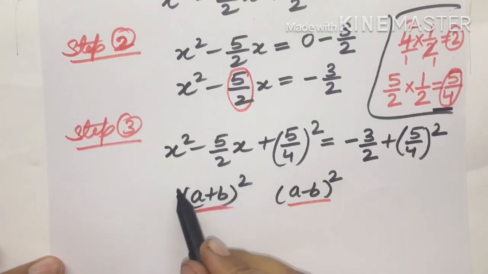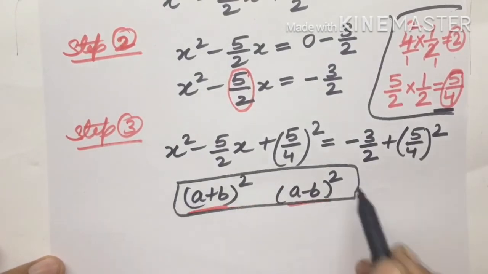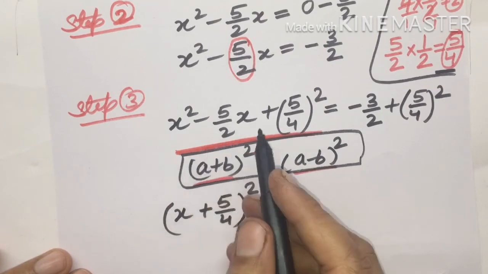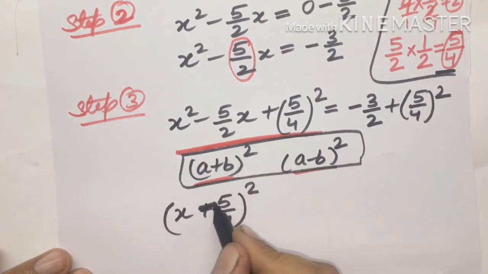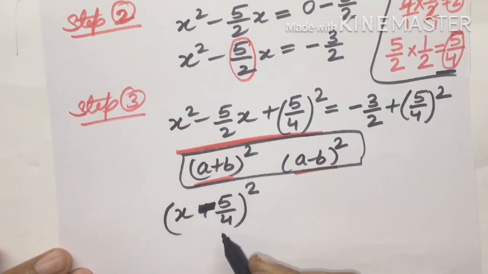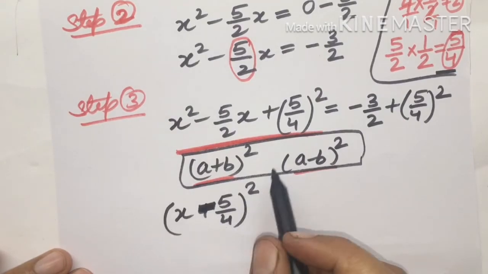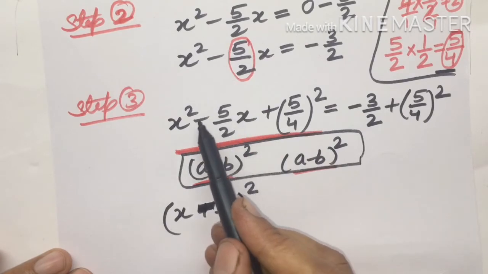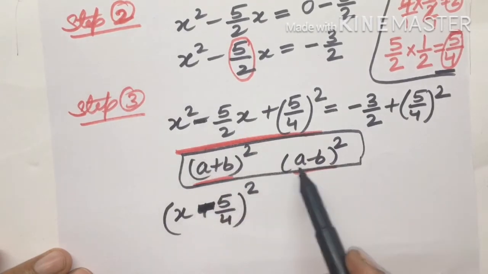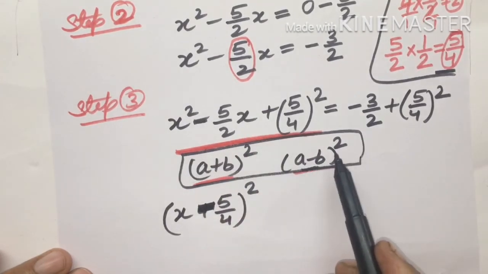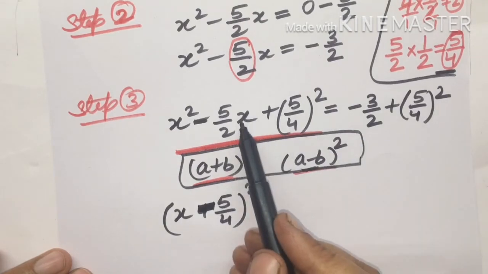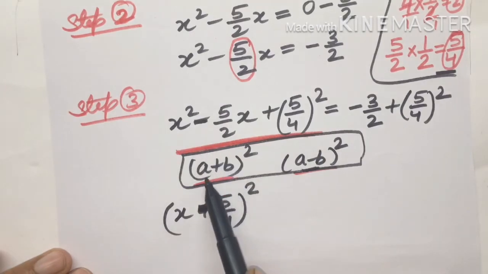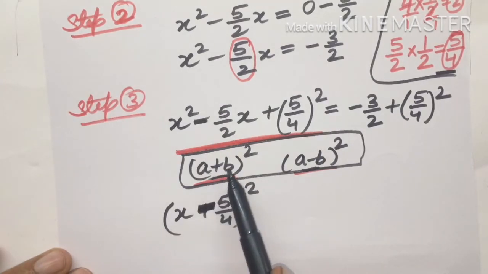So let's check what we are getting in this question. If you see these three terms, this is the square of x minus 5 upon 4. So why is there a minus? If there is a minus along with the x variable, then you will get the identity a minus b whole square. If there is a plus in front of the x variable, it means you will get the identity a plus b whole square.